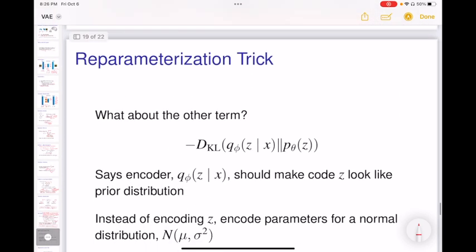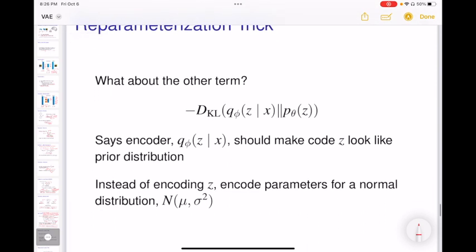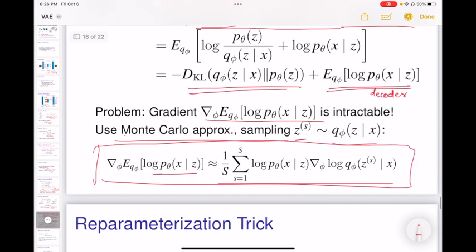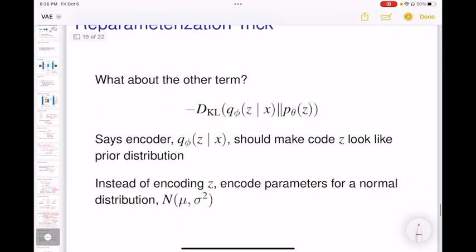All right, another thing that we have to optimize is the other term, right? So we only looked at this term so far. This is the term that we also need to optimize to maximize the ELBO overall. So now let's look at the other term. The other term is just this minus KL divergence between these two distributions. What it says in normal English is that the encoder should make a code z, and the z should look like the prior distribution.